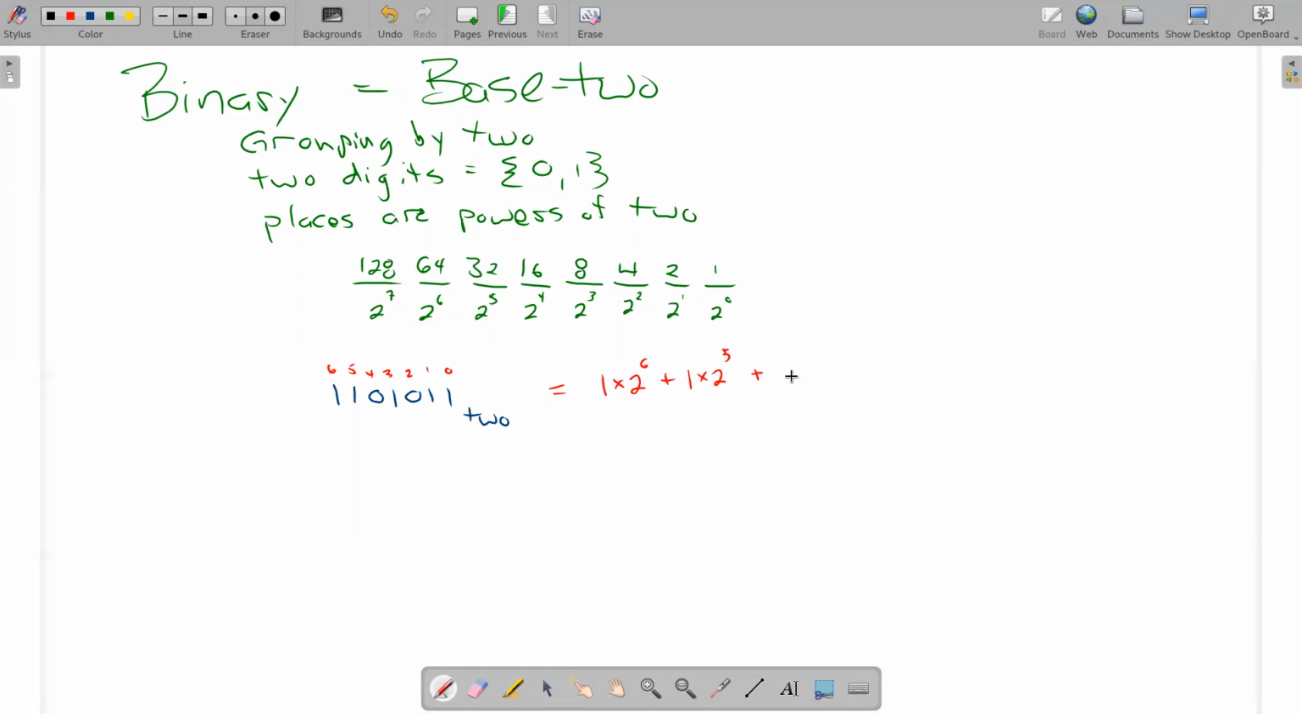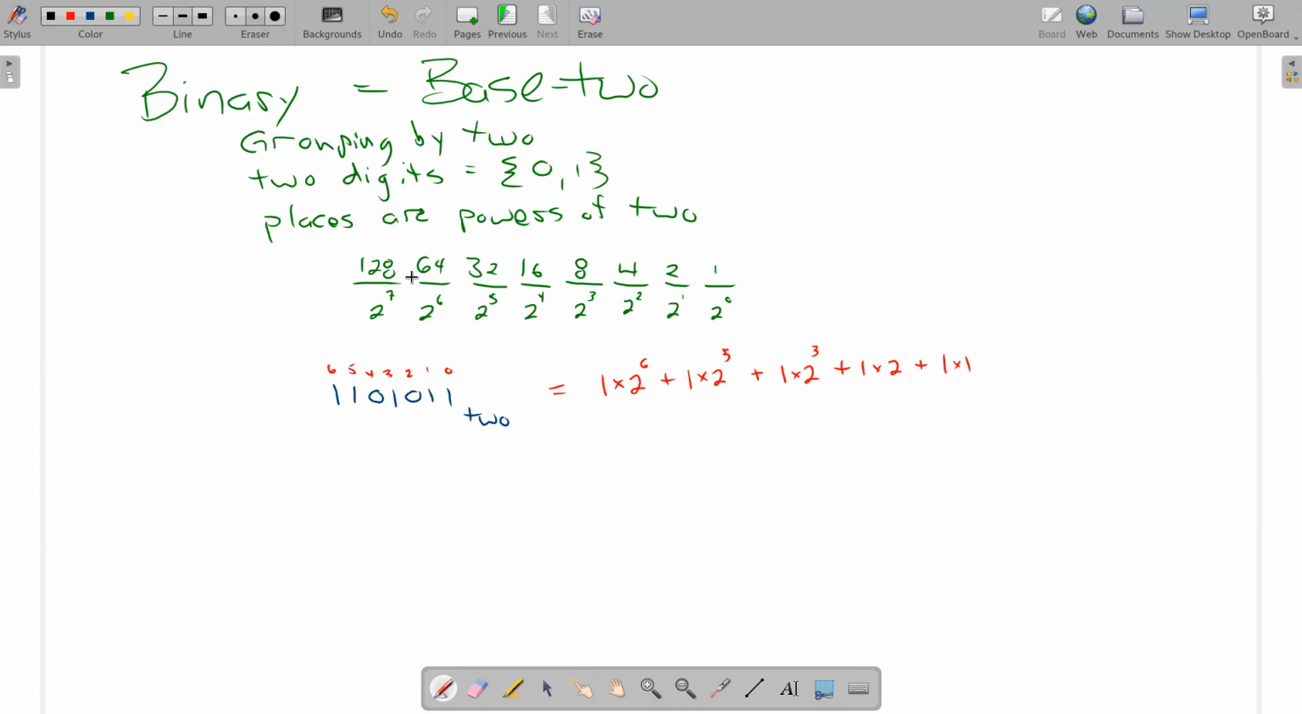So my next one I would write down would be 1 times 2 to the 3rd power, no 2 to the seconds. There's 1 times 2, and there's 1 times 1. So without the zeros, that's the expanded form. 2 to the 6th, I have that up here, that's 64.